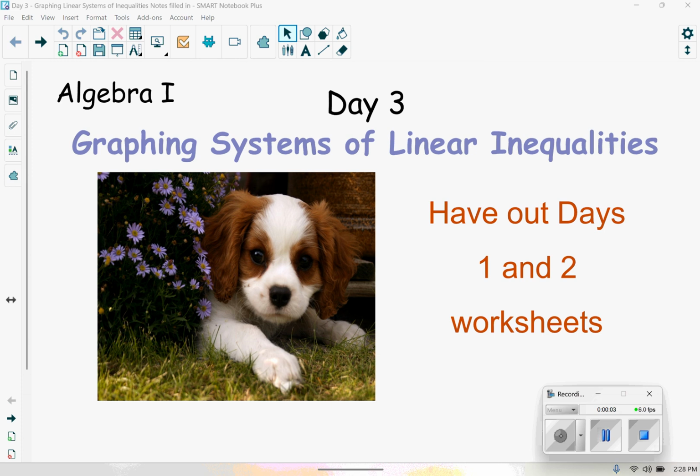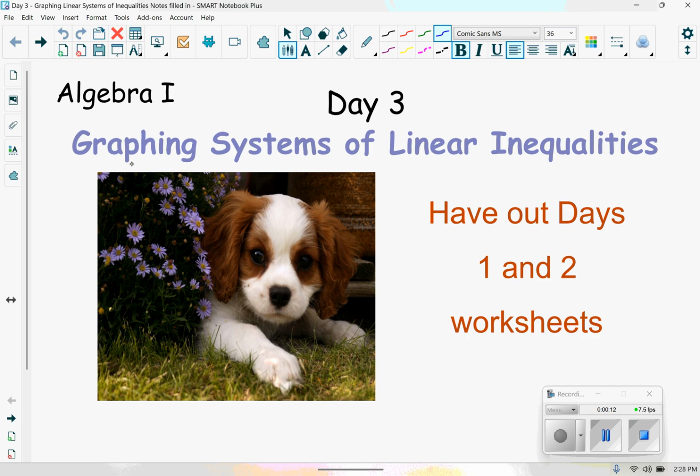Hello, my friends. Today's lesson, we're still going to be graphing, and we're still even going to be graphing systems, which we have been doing. But this time we're going to change them. Instead of systems of linear equations, we're going to be solving systems of linear inequalities. They're not going to be equal to.